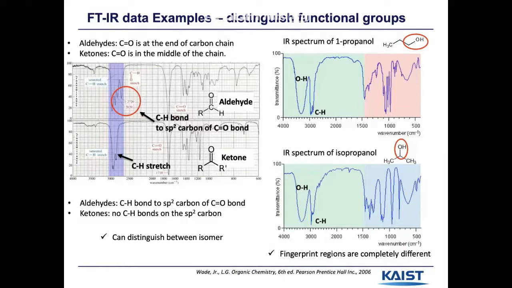Let's see the spectra of propanol and isopropanol, having the same functional group. Both spectra are quite similar in the functional group region. We can see the broad OH band and sharp CH peak, but their absorption patterns in the fingerprint region are completely different. Thus, you can know the two molecules are different, and molecules can be characterized by comparing the reference spectral data.